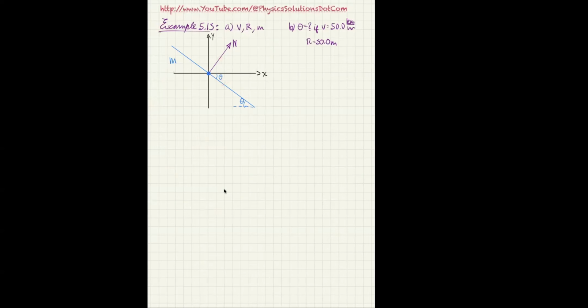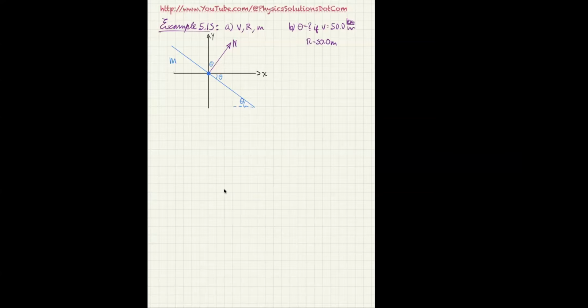is 90 degrees. So this one must be 90 minus theta. But this angle to this angle is also 90 degrees. So this one must be 90 minus (90 minus theta), which you can see is just plain theta. So we now have, in addition to that, the angle theta here.